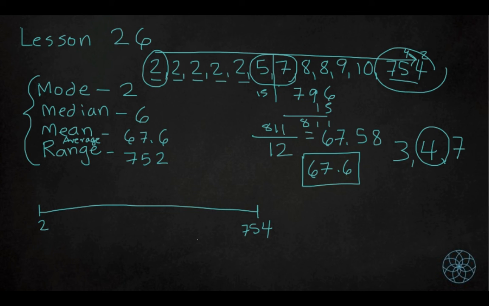So some new terms. Mode means which number appears the most. Median refers to the middle number. Sometimes we have to calculate that. The mean is the average, and you add up all the numbers and divide that by the number of numbers, and then range, which is what is the distance between the smallest number and the biggest number.